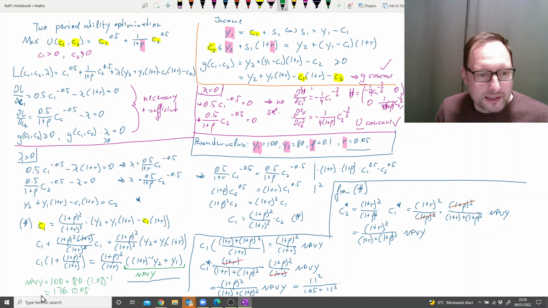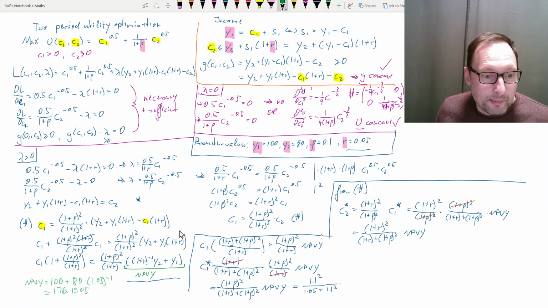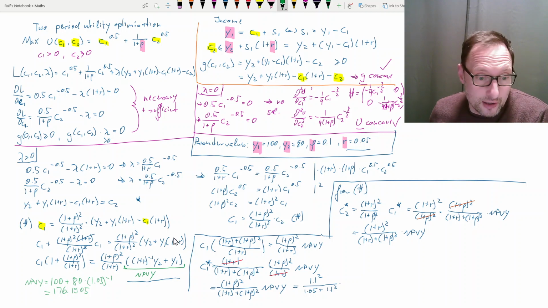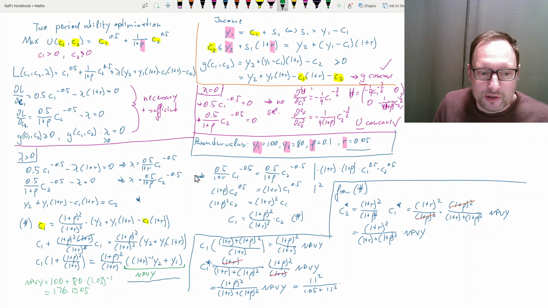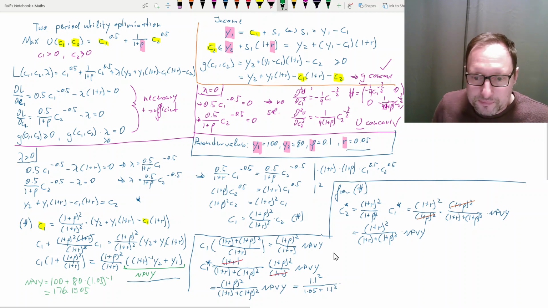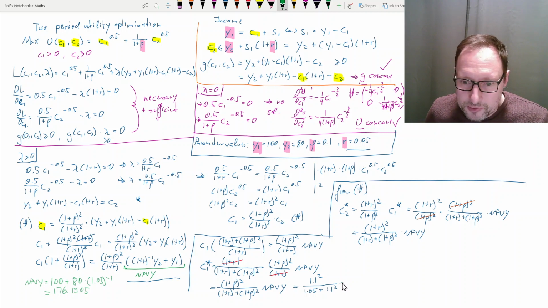Okay, so it's a little bit less than the sum of our two incomes, because this income in the second year is discounted by a certain amount. Today it's worth less than the actual 80 you will get tomorrow. So that's our net present value of income, 176.1905. With that we can go back to our equation for the optimal consumption in period 1.